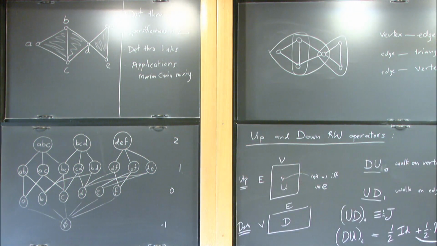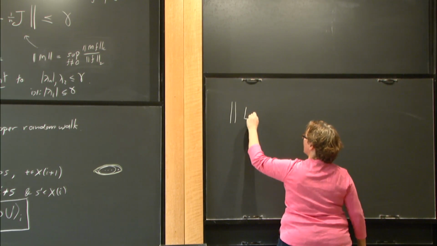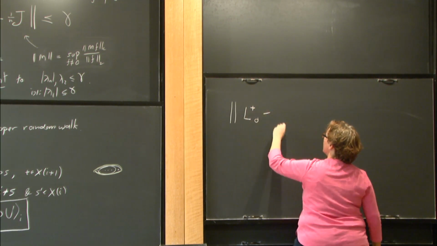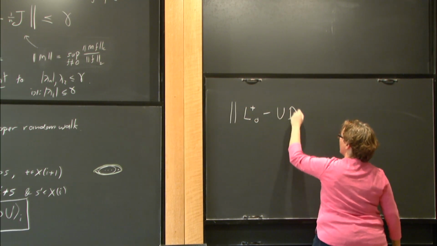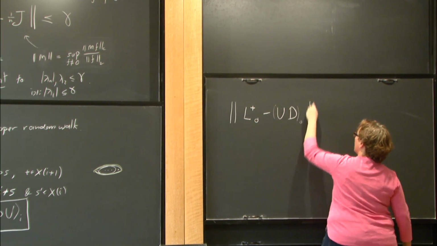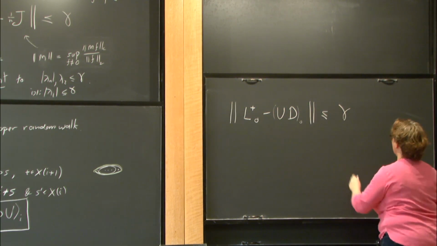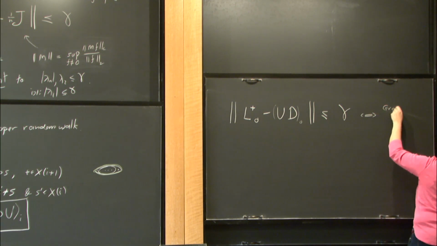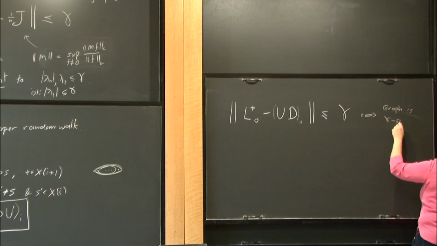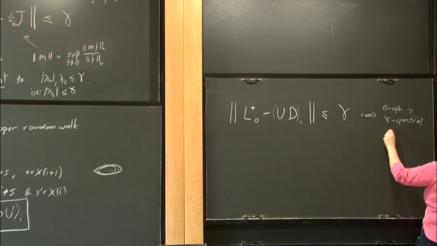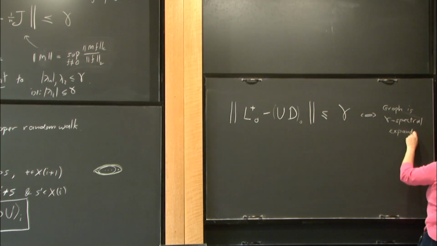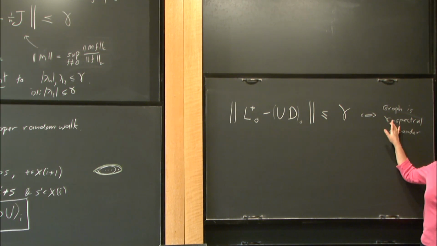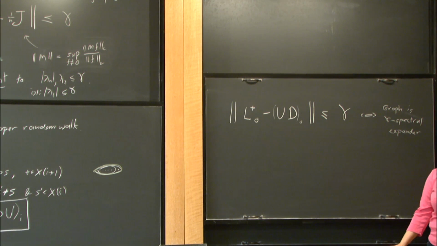So the definition, I write it again. The definition is that L plus at level 0 minus the down up operator also at level 0 is less than gamma. We've seen this is equivalent to the graph being a gamma spectral expander, as per the normal definition of eigenvalues. So far it's okay?